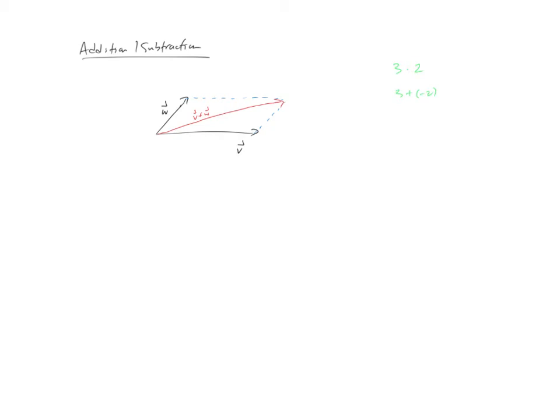So that's going to be v pointing in the opposite direction. It should have the same length as the original. So that's going to be our negative v. And now, if I construct my parallelogram, the resulting vector this way would end up being my w plus my negative v.